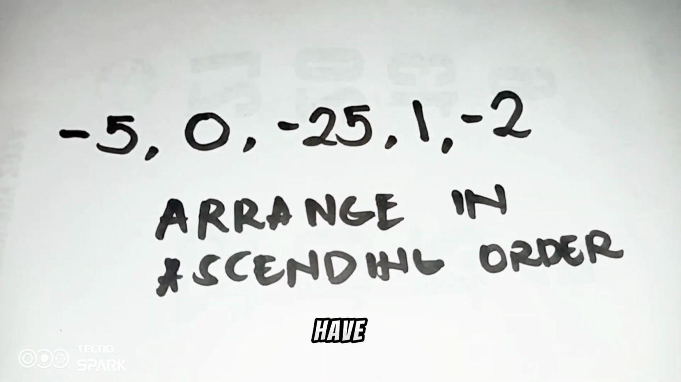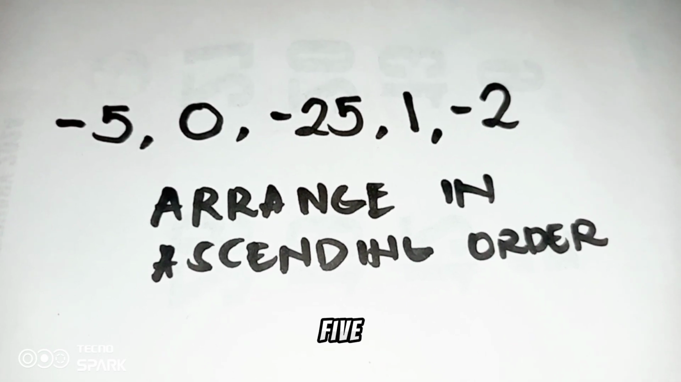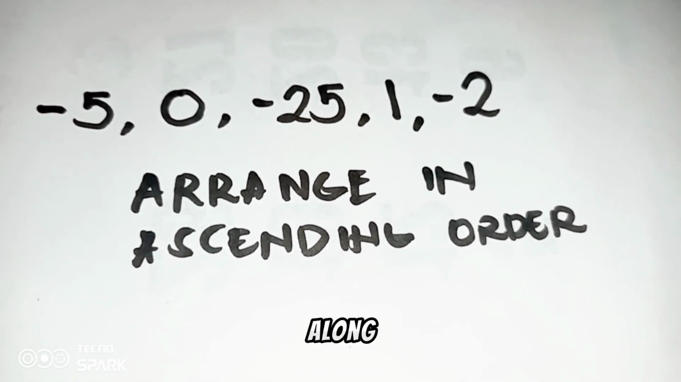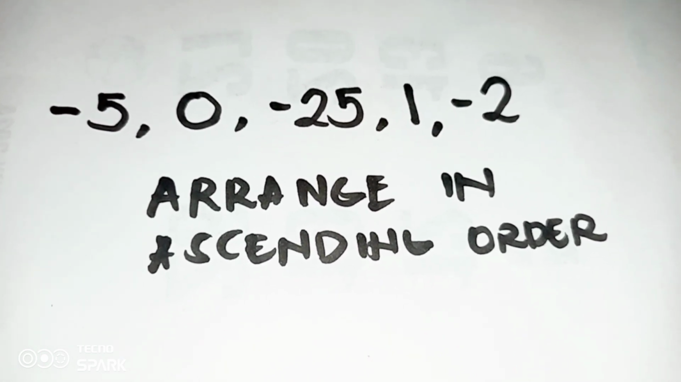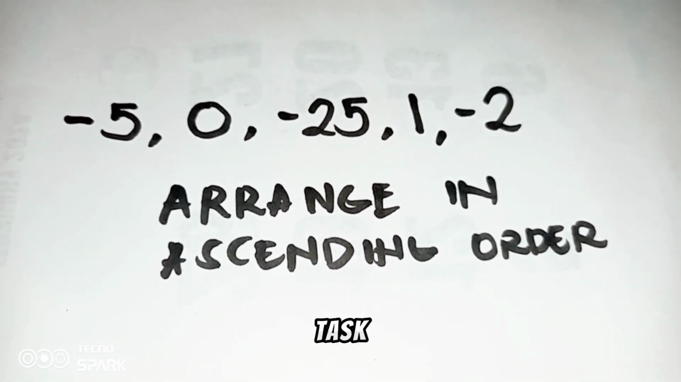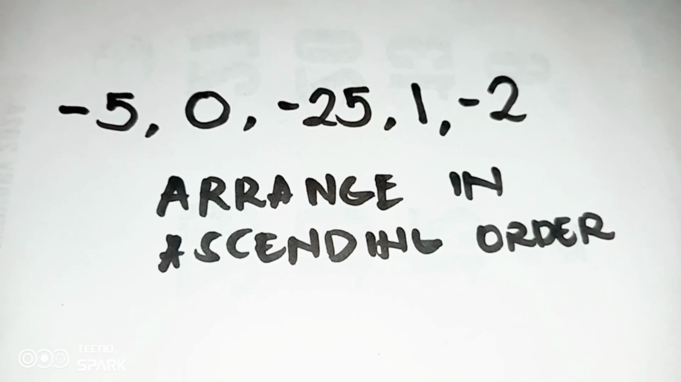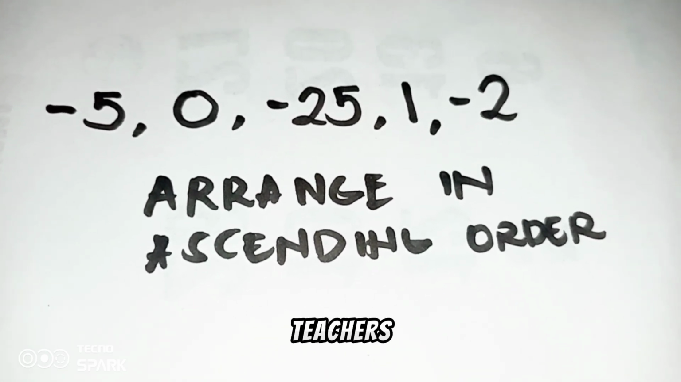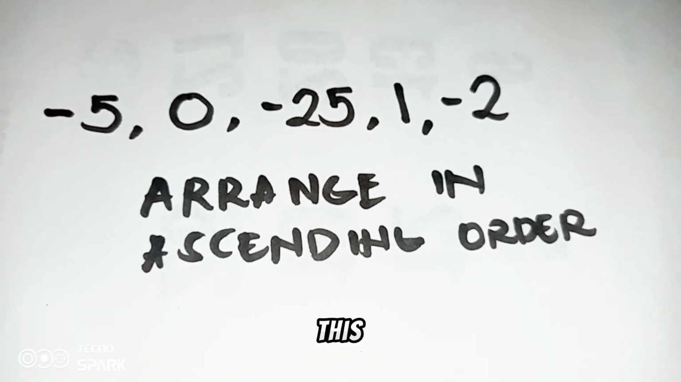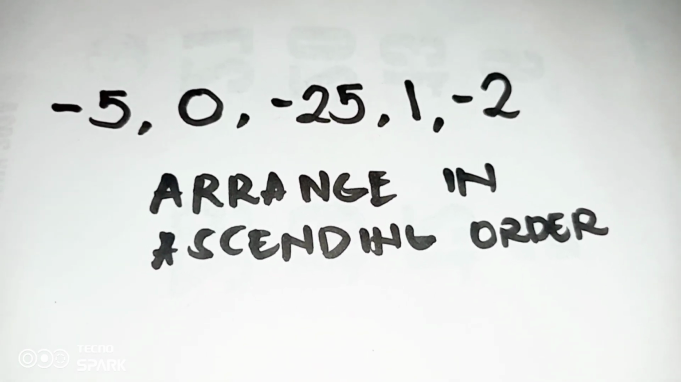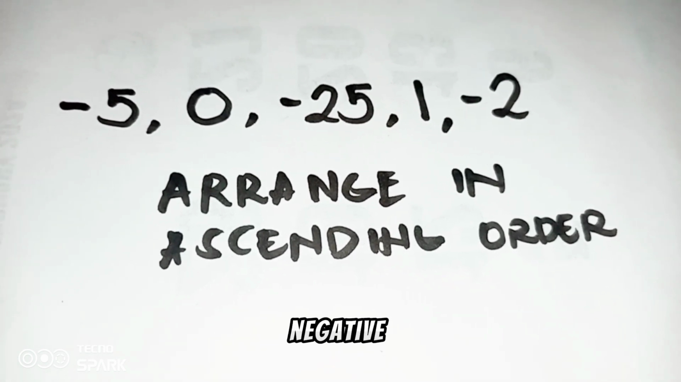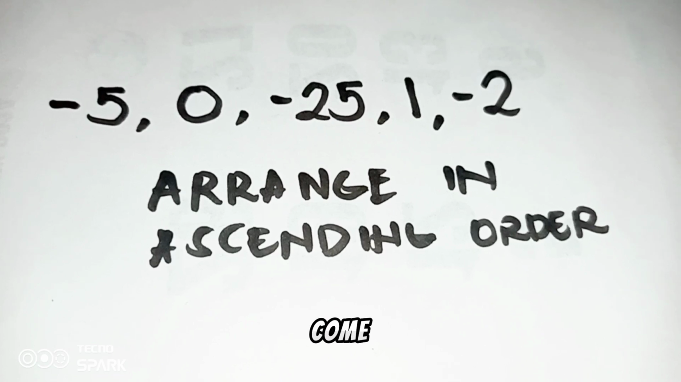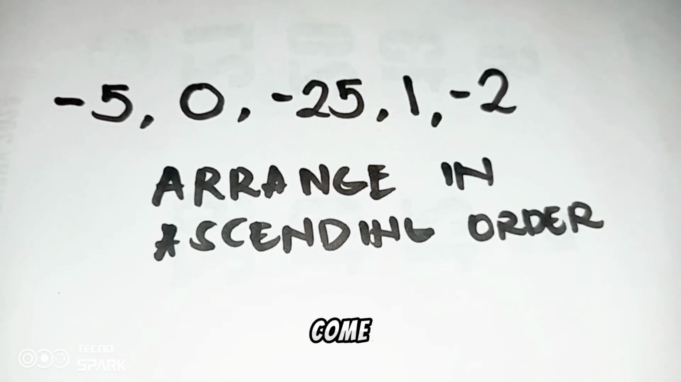Alright, so we have negative 5, comma 0, comma negative 25, comma 1, comma negative 2. So our task for today is to arrange this series of integers in ascending order. Again, this is negative 5, comma 0, comma negative 25, comma 1, and comma negative 2.